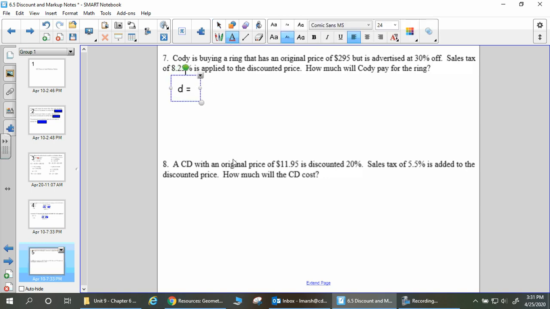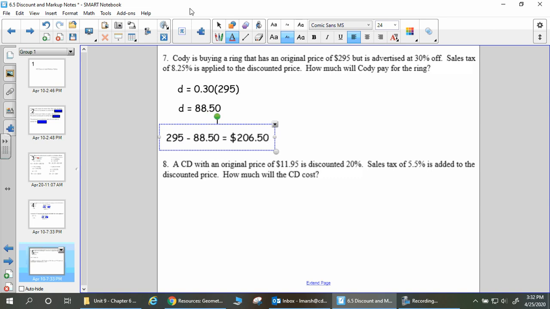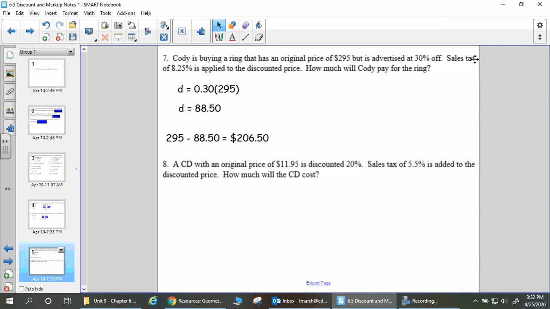So his discount, 30% times the 295. If we multiply, we're going to get 88.50. So his sales price, 295 minus 88.50, is going to give him a discounted price, or sales price, of $206.50.